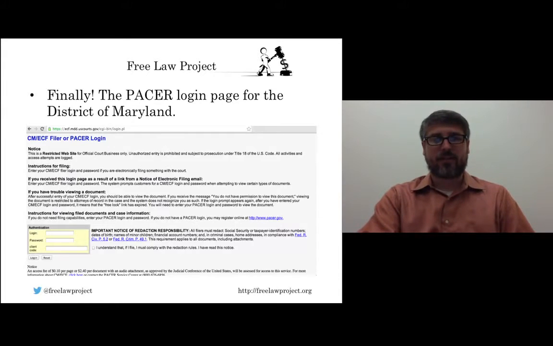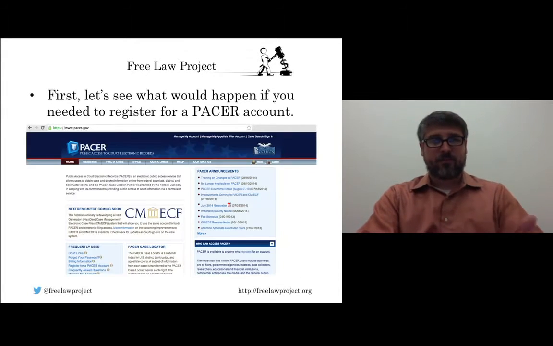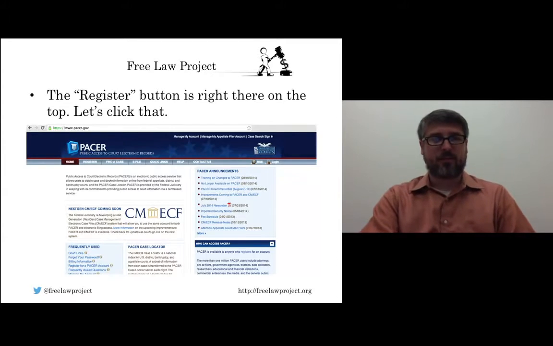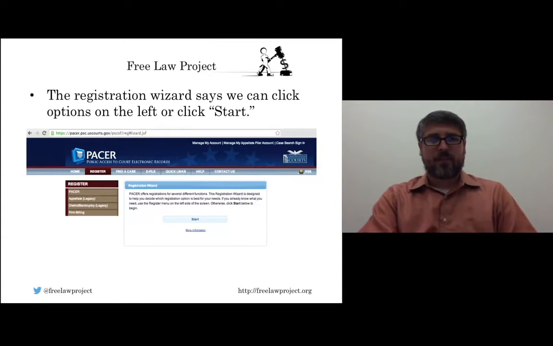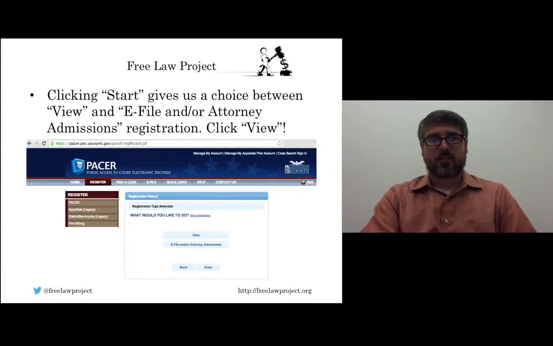If you need to register for a PACER account and you click on that link in the middle of the page, you'll go to the pacer.gov site. It looks nice. And the register button is right there on the top, so suppose you click that. Then it tells you you can either click on some options to the left that say appellate legacy, district bankruptcy legacy, or you can click on the start button. I don't know what those legacy links do or if I need that, so let's just click start. That gives me a choice between view and e-file and or attorney admissions registration. Well, I'm sort of guessing here that I'm not looking for attorney admissions or e-file, and so let's click view.